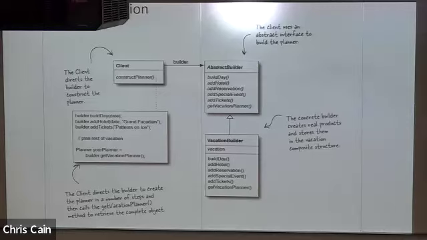So the client says to the builder, construct the vacation planner. The client is an abstract interface used to build the planner. The concrete builder has all of the logic inside of it to create the actual vacation object and store it in the vacation structure. And then the client is going to use things like builder.buildday, builder.addhotel, builder.addtickets.